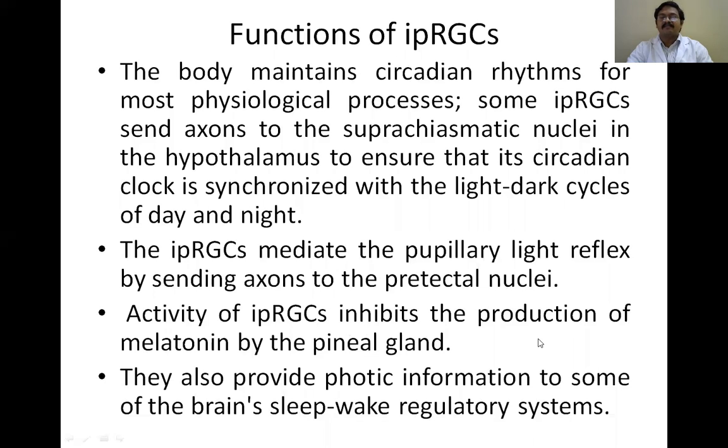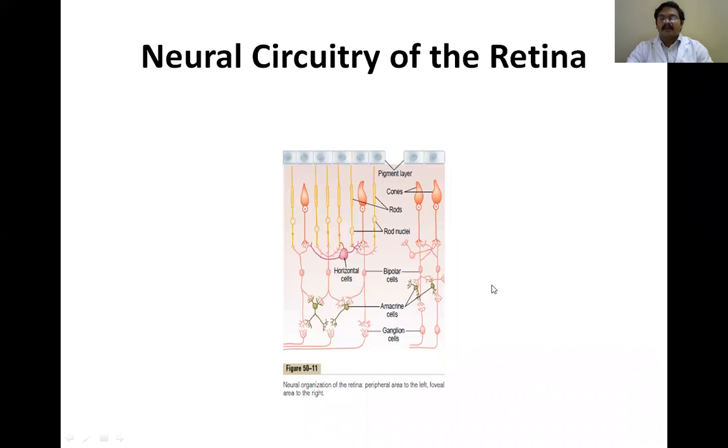The activity of these cells is inhibited by the production of melatonin by the pineal gland. They also provide photic information to some of the brain's sleep-wake regulatory mechanisms. These are the functions: the first is the circadian rhythm, the second is the pupillary light reflex, and the activity is inhibited by the melatonin of the pineal gland. They also play an important role in the sleep-wake cycles. Okay, let us see the neuroretinal circuit of the retina.